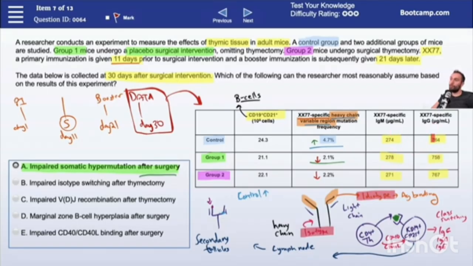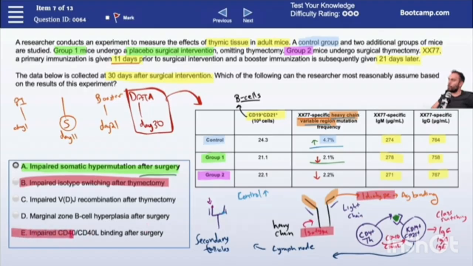So we can assume from this then, right, based on this data, that it's unlikely that there's impaired isotype switching after thymectomy, right? So if you just look at thymectomy, which is group 2 here, right? Group 2 actually has more IgG than group 1 or the control group, right? So impaired isotype switching is pretty unlikely.